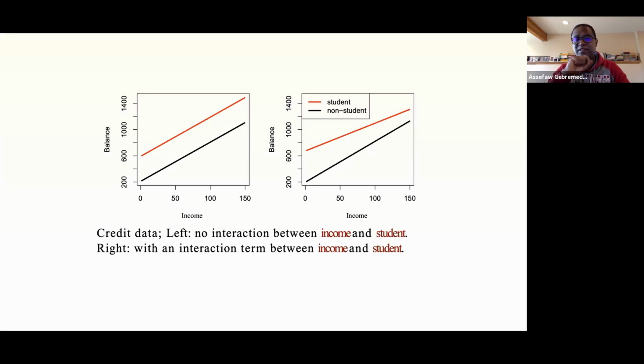What you see on the right is when the interaction between being a student and income is paid attention to. Now the picture changed. It's not only the intercept, but the slope also changed. You can see that the student line has a lower slope than the other one. This means that compared to the non-student ones that have a lot of balance, the balance students have, when income is accounted for, grows at a slower rate.